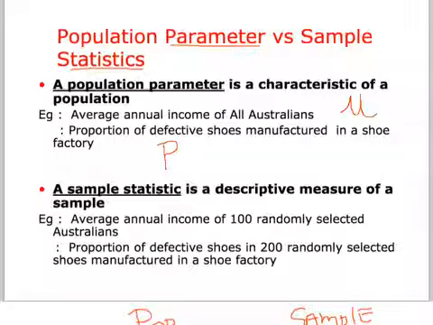Average annual income of 100 randomly selected Australians. Not all, but 100 randomly selected Australians. So what are we talking about here? Mu or x bar? We are talking about x bar. Okay? The proportion of defective shoes in 200 randomly selected shoes manufactured in the factory, P with a hat. P hat. Okay.